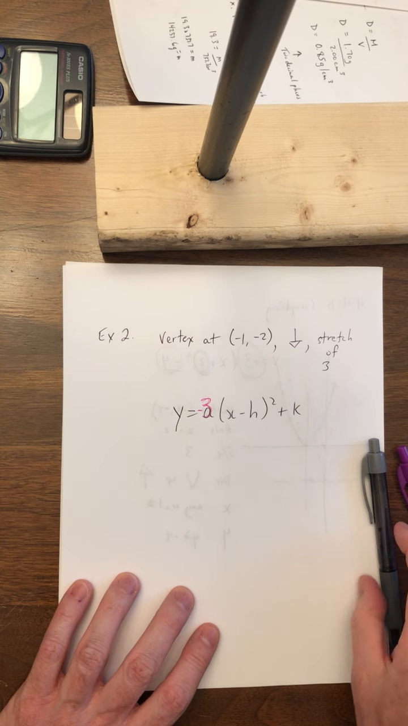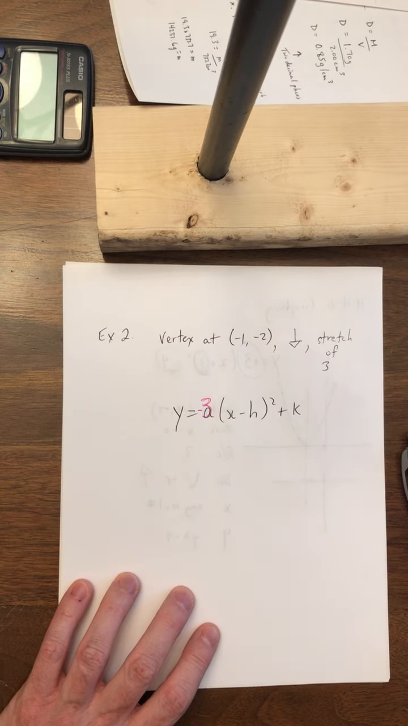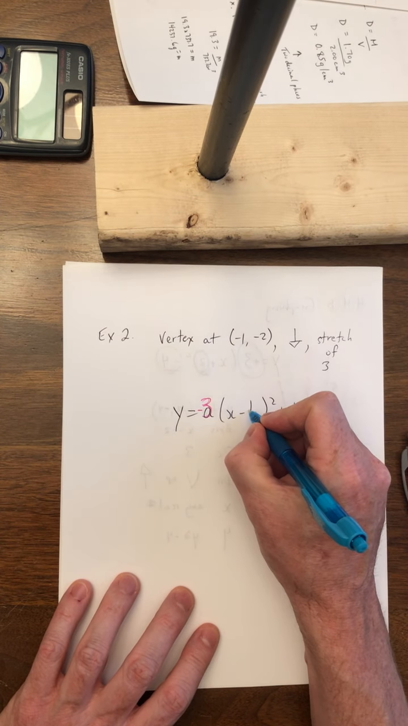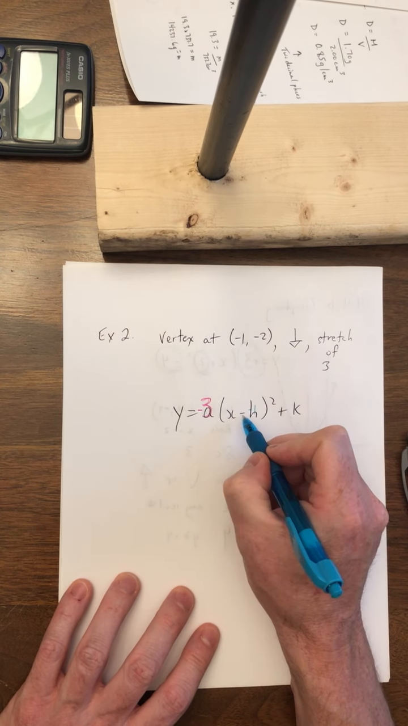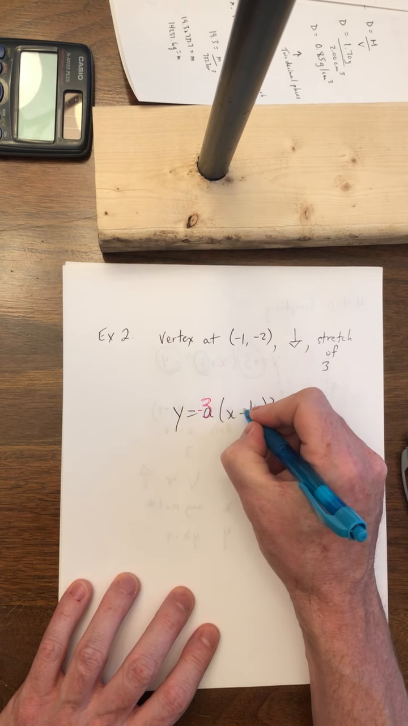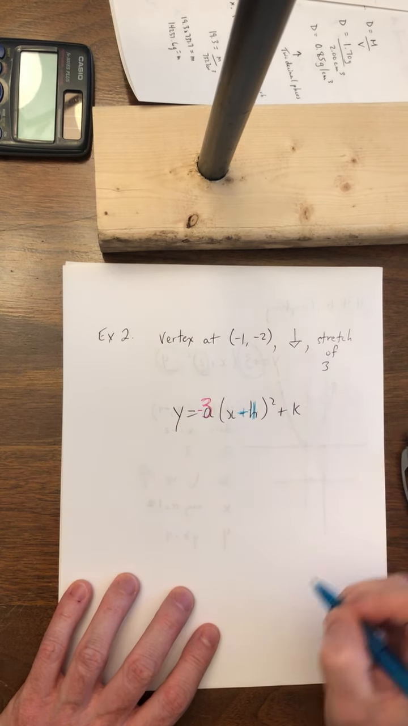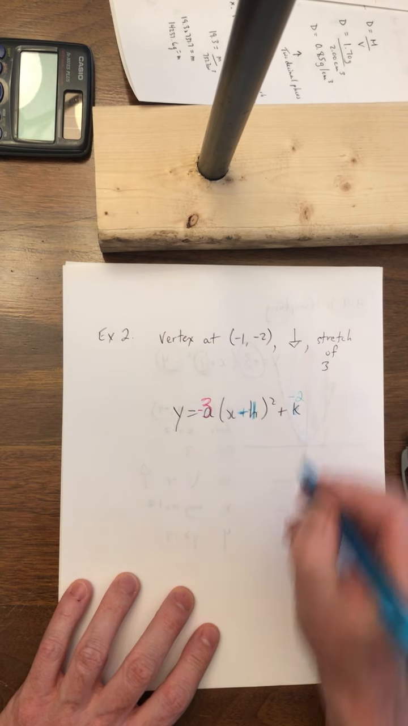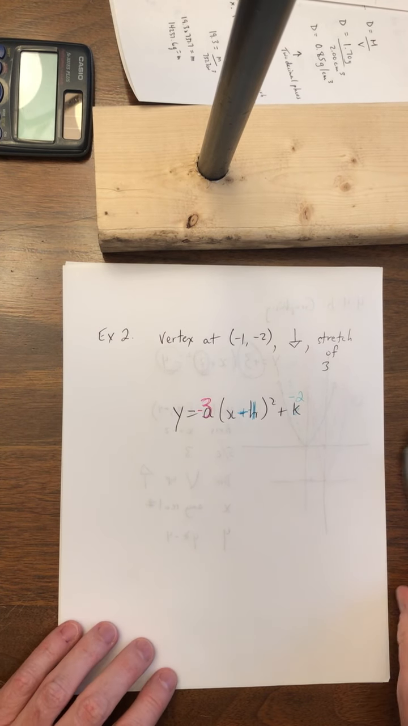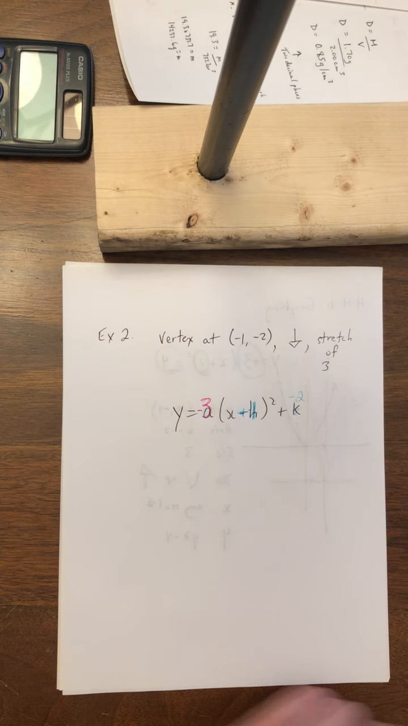And as far as our vertex, if it's negative 1, then if we're putting in a negative 1 for the h, and negative makes a positive, it's going to appear here as an x plus 1 squared. And our k value is going to be negative 2. So there we go. We have taken that information, we can put it straight into equation form.